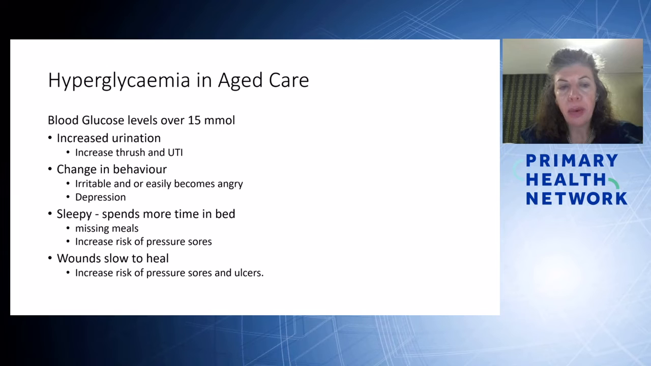And laying in bed more, high BGLs, their blood's stickier, sweeter, so the microbes on the skin feed a lot better on the lovely sticky blood, and so bacteria thrives, and then pressure sores can then become ulcers. And because of the high glucose levels, our blood flow is reduced to our limbs, and increased risk of ulcers, which means more care for the staff to look after this resident.